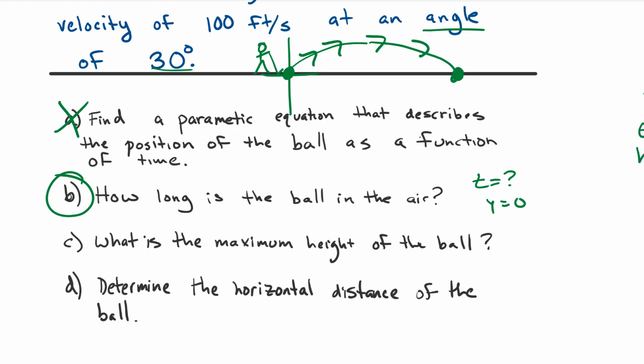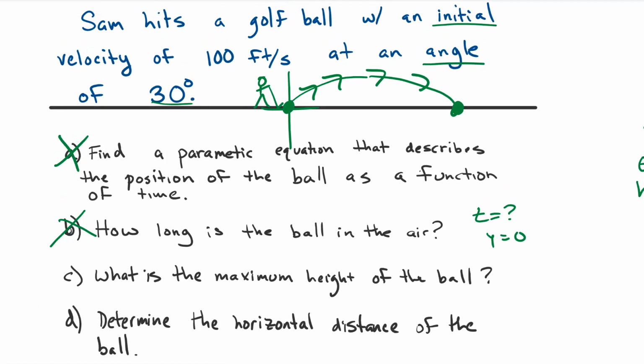we're going to look at what the maximum height of the ball is, and we're going to determine the horizontal distance of the ball. This is really what we've been leading up to. These are the more challenging parts of the problem. So we'll be back in the next one to handle C and D. See you then.